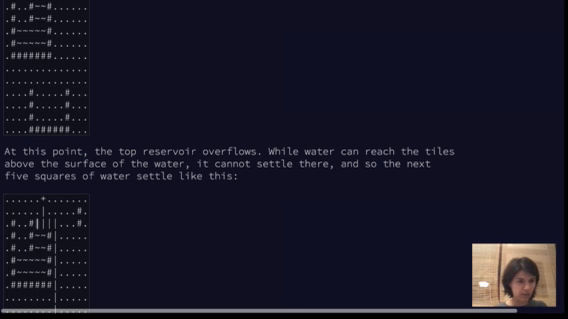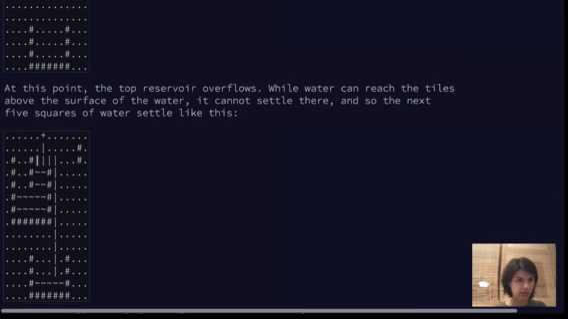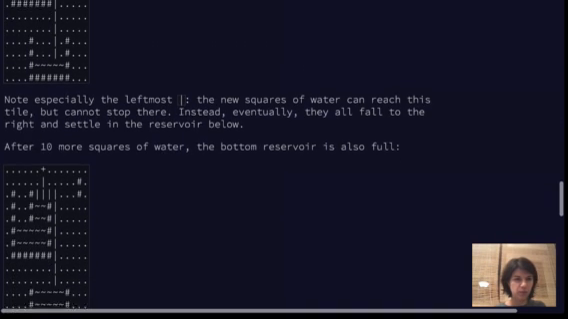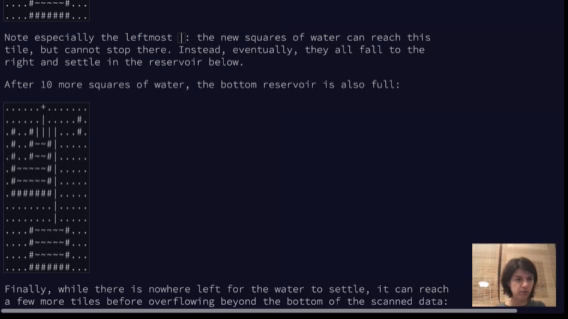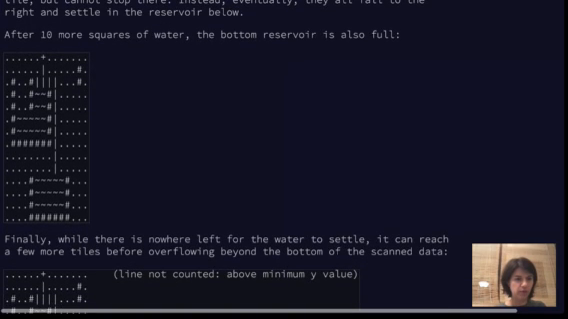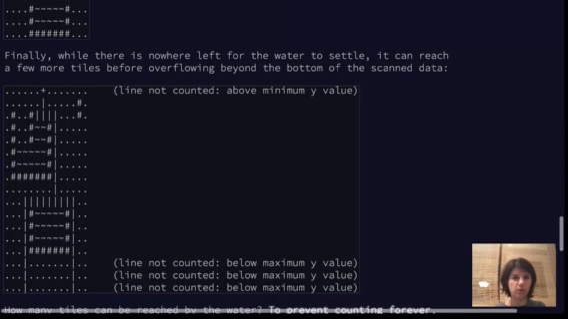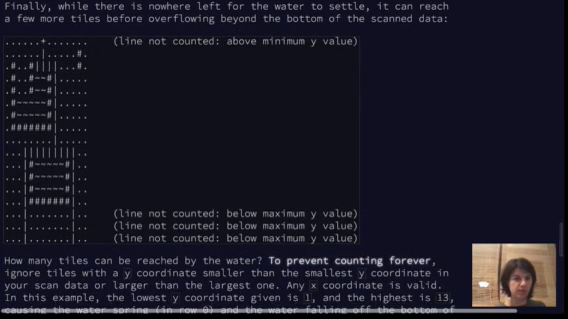So it goes up, it goes to the left and right, it can't settle here, so it stays a pipe instead of a tilde, and then it overflows right here. Okay. Note especially that leftmost bar, the new squares of water can reach this tile but cannot stop there. Eventually, they all fall to the right and settle on the reservoir below. After 10 more squares of water, the bottom reservoir is also full. And I guess that will overflow now. Finally, while there is nowhere left in the water to settle, it can reach a few more tiles before overflowing beyond the bottom of the scanned data.